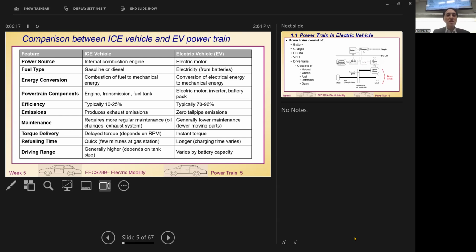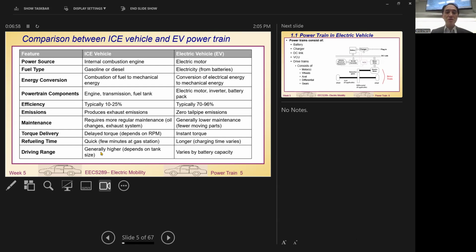So now, more importantly, we have been working on ICE vehicles, so it's nice to see the comparison between ICE and EV. The comparison is quite standard, and I think you can all draw this table easily. For instance, one is the power source, which here is what drives the mechanical power, the ICE or the motor. The fuel, of course, is electricity or gasoline or diesel. The energy conversion for the ICE is mainly from fuel to mechanical, and for the motor, of course, from electrical energy to mechanical energy.